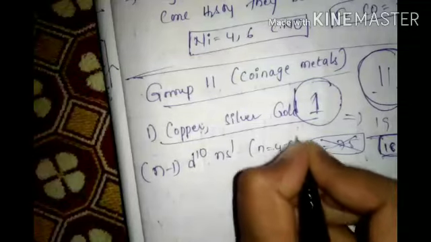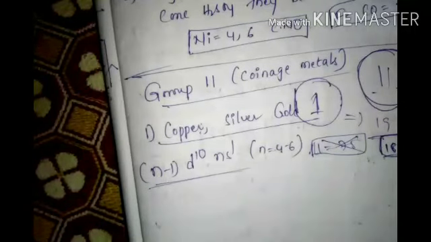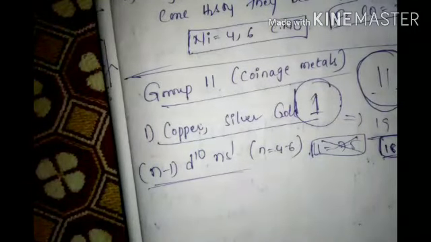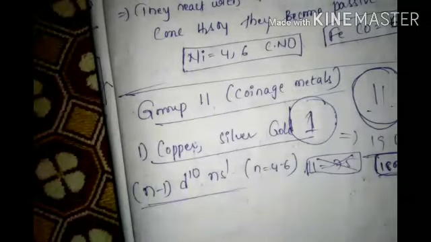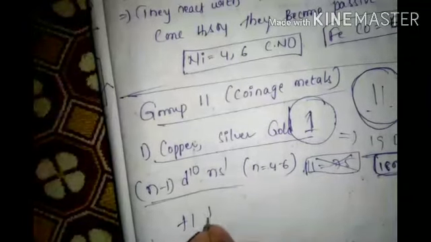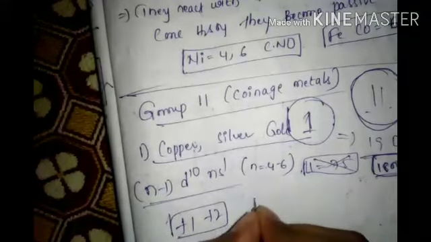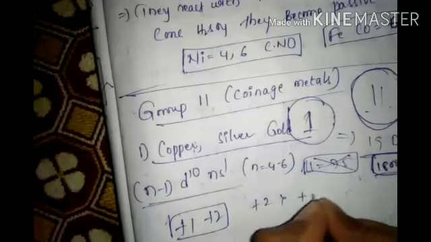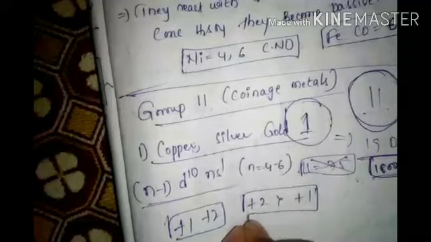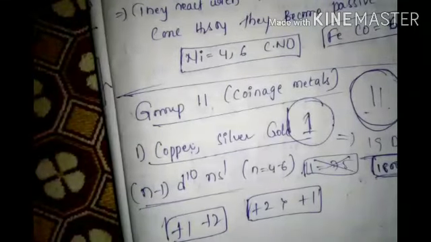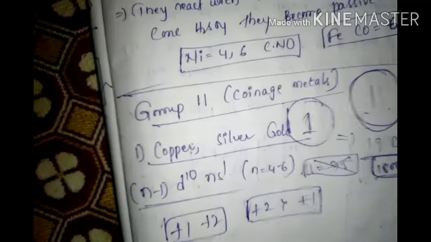Okay, electronic configuration. The oxidation states are +1 and +2 both. +2 is more stable than +1. Important point. Basically the oxidation states are +1 and +2, and +2 is more stable than +1.